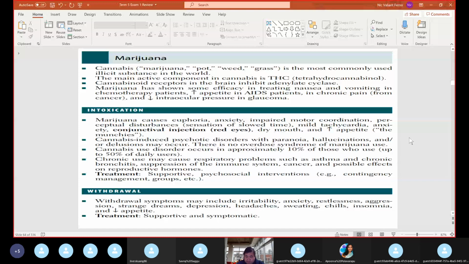Marijuana, of course, is getting legal everywhere, even in New York State. Marijuana is the most commonly used illicit substance in the world. It has some efficacy in treating nausea and vomiting in chemo patients. So always look in the vignette for intoxication, conjunctival injection. It's just a fancy term for red eyes. If there is conjunctival injection, red eyes, it is marijuana intoxication. What's the treatment? Supportive. If there's withdrawal, what can we give? Supportive treatment.